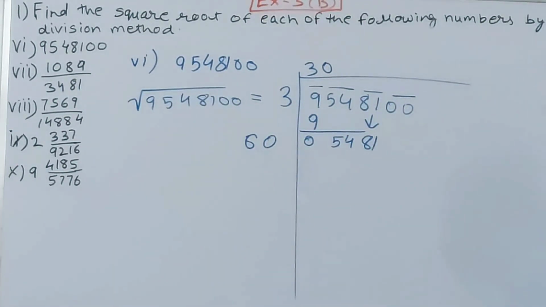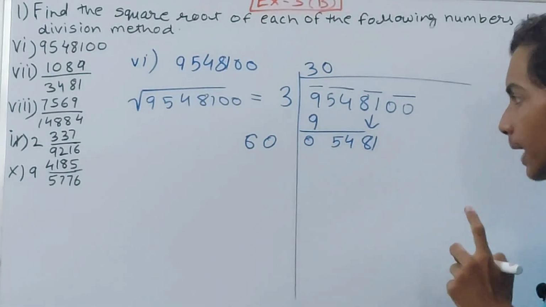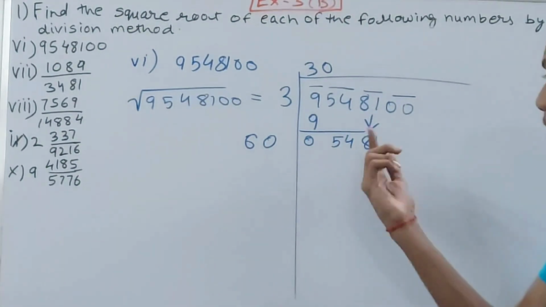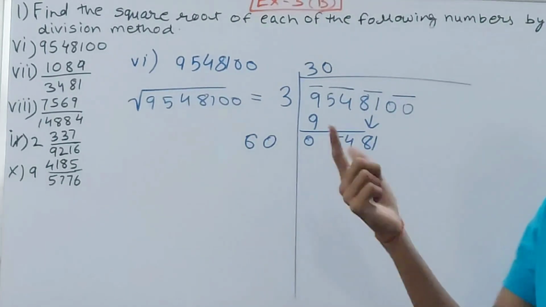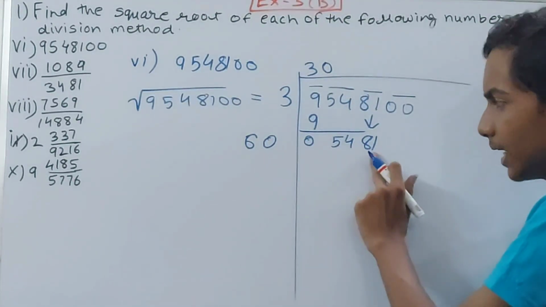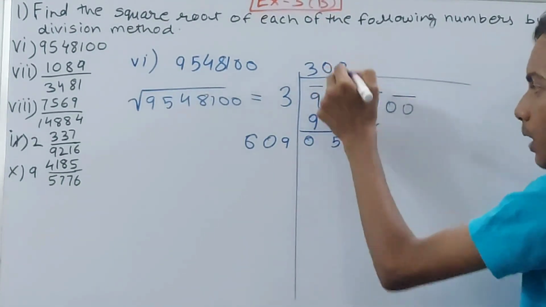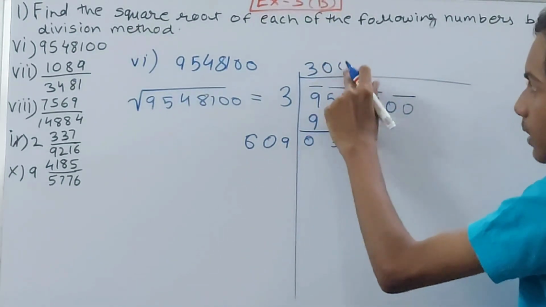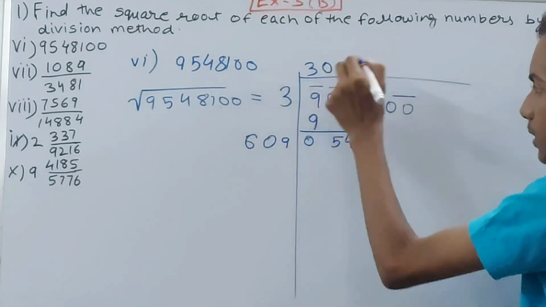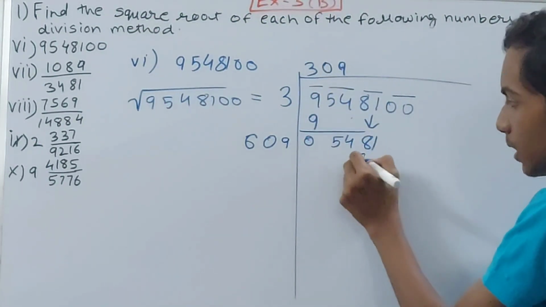That's how it will be done. Now 600, and what will we take here to get 5481? Very obvious it is. See, 81 is there, and if I take 9, the square of 9 will be what? 81. 9 into 9 becomes 81.